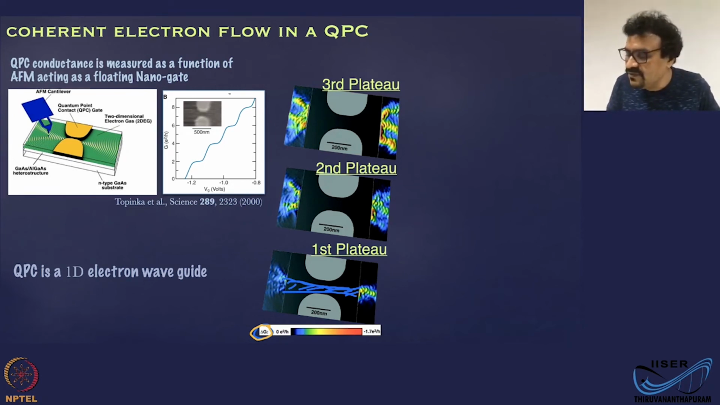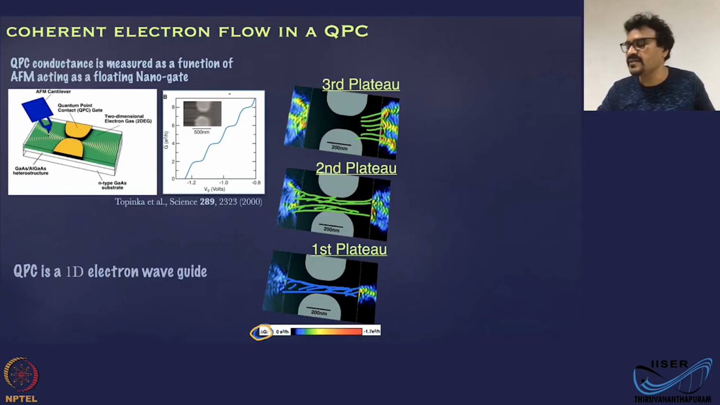Now, when you go to the second plateau, they actually have seen two modes. You can see two modes. And when you go to the third plateau, you can see three modes. Okay, you can see three of them. So this is such a beautiful experiment where you can directly visualize this quantization and these modes of the electron going through this constriction just by scanning the tip over it and measuring the current. It's a very interesting and also involved experiment, but it's very easy to understand.